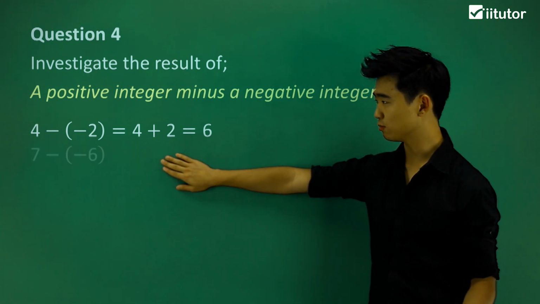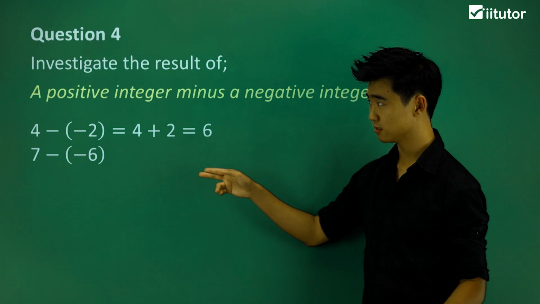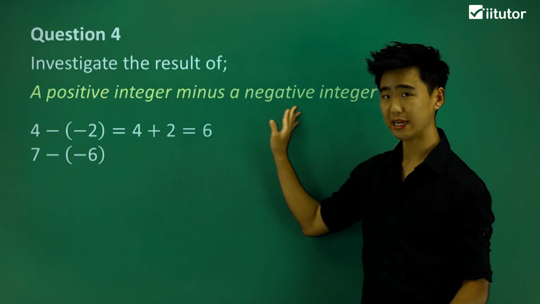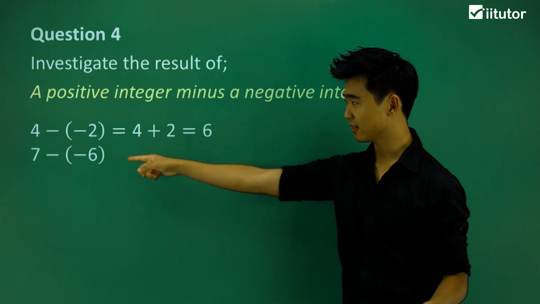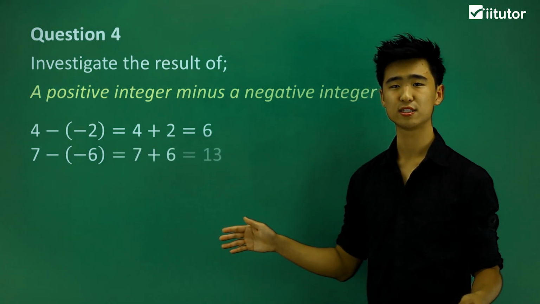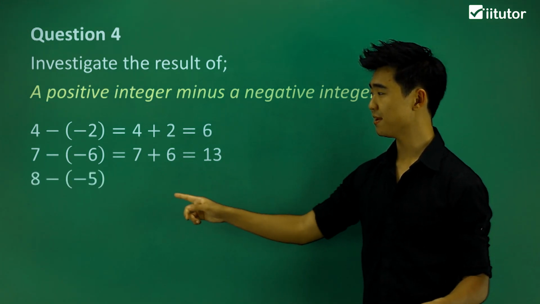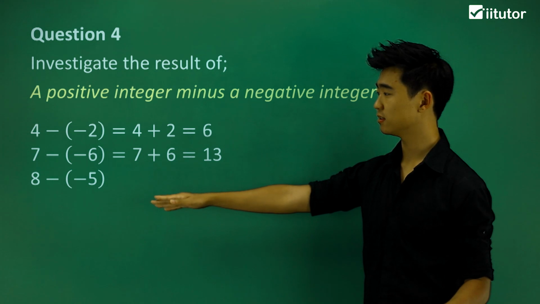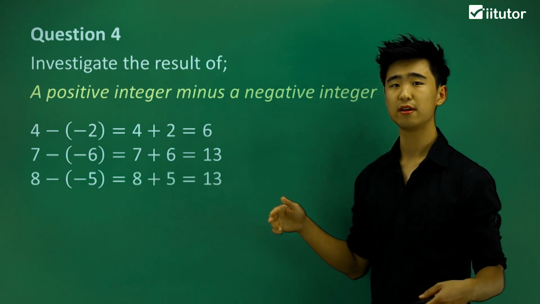Now let's try one more example. 7 minus negative 6. A positive integer minus a negative integer. What does this give me? Two negatives together change to a plus. 7 plus 6 is 13. Now one more. 8 minus negative 5. Now 8 plus 5, which will give me 13.